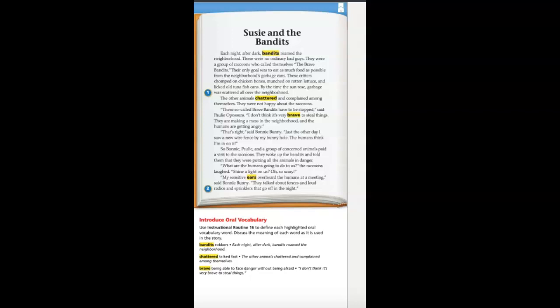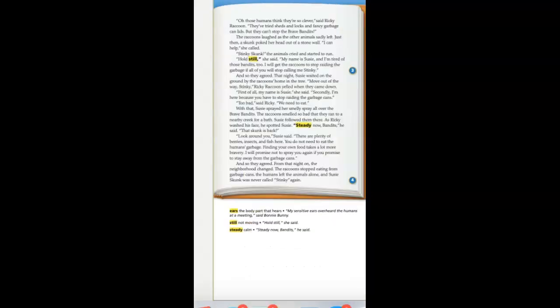"What are the humans going to do to us?" the raccoons laughed. "Shine a light on us? Ooh, so scary." "My sensitive ears overheard the humans at a meeting," said Bonnie Bunny. "They talked about fences and loud radios and sprinklers that go off in the night." "Oh, those humans think they're so clever," said Ricky Raccoon. "They've tried sheds and locks and fancy garbage can lids, but they can't stop the brave bandits." The raccoons laughed as the other animals sadly left.